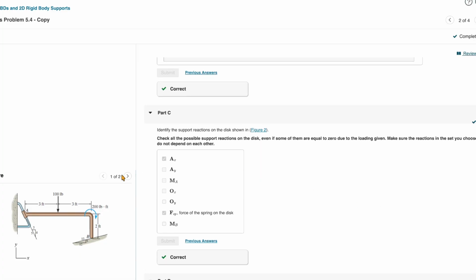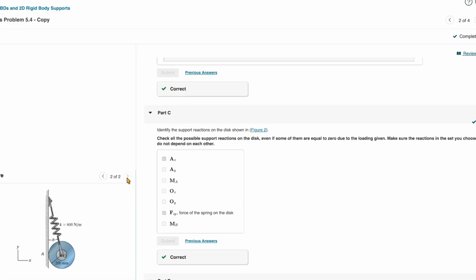Part C is identify the support reactions on the disk shown. Okay, this one's a little funky, and quite frankly, it's just strange. Check all the possible support reactions on the disk. Okay, so we're thinking about the disk, right? We're not thinking about the spring, we're not thinking about up here. We are literally just thinking about this disk. If I take the disk and I want to move it left, something is preventing me from moving it left. Great, okay, so we can say that there is a reaction force in the X direction. That's our first option, so we'll click that.